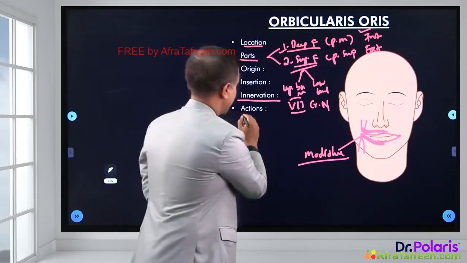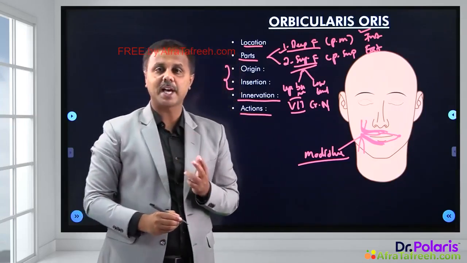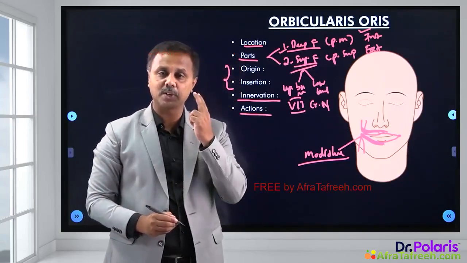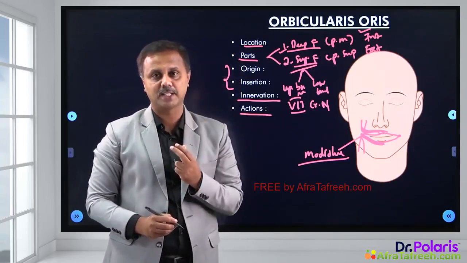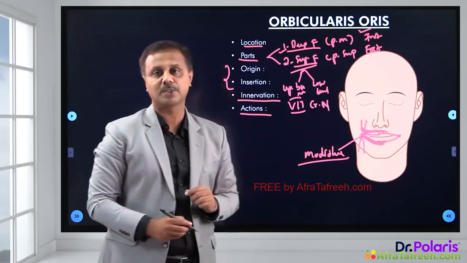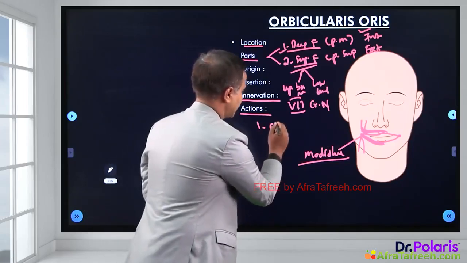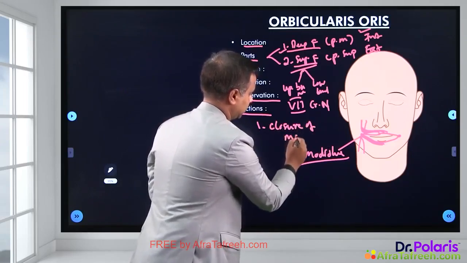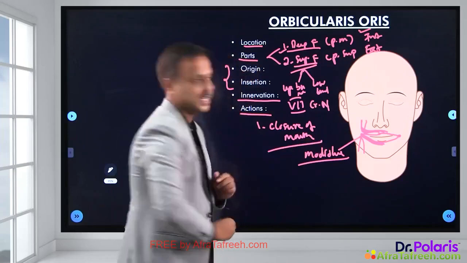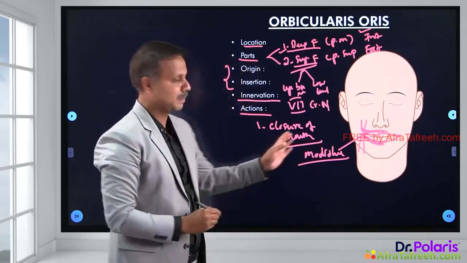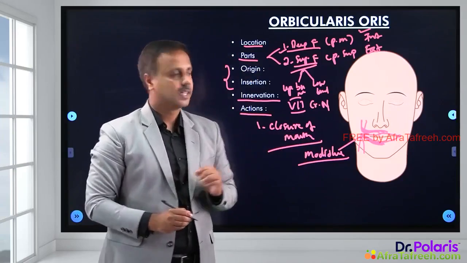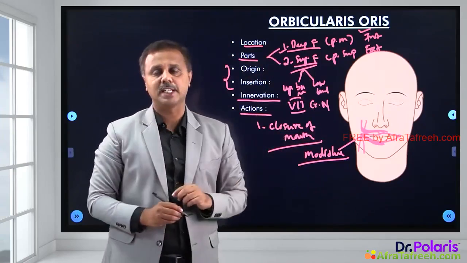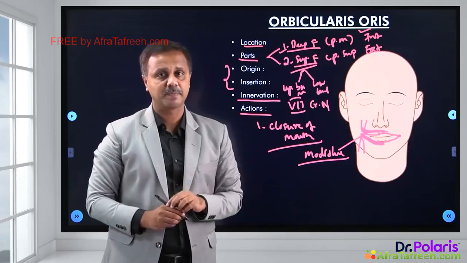What about the actions? What was the action of the orbicularis oculi? It was closure of the eyelids. So what will be the action of orbicularis oris? It will be closure of the mouth. Fine. So in one single word, you can remember this action. So this is regarding the details of orbicularis oris.